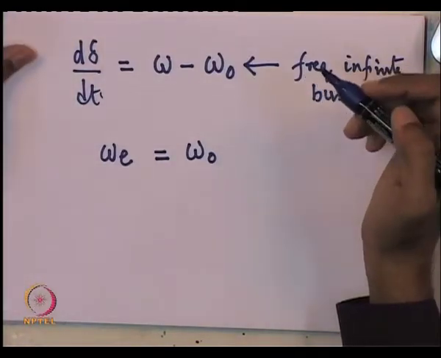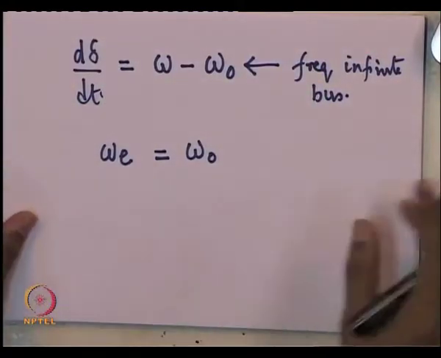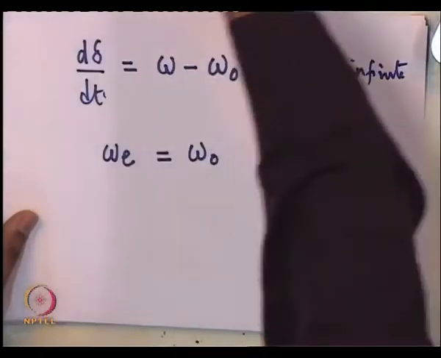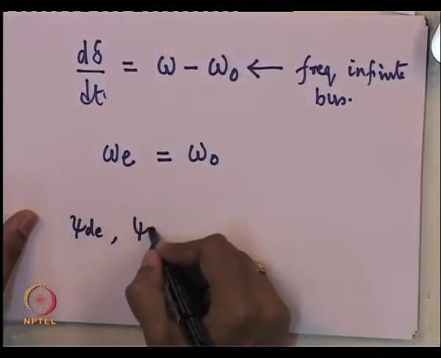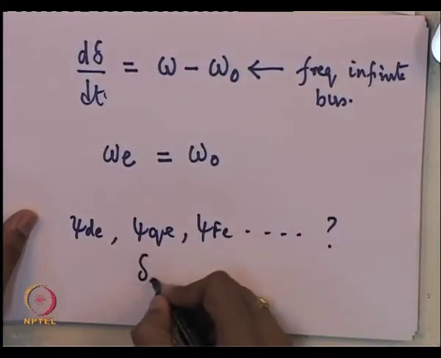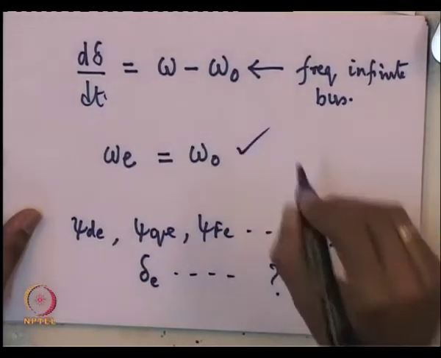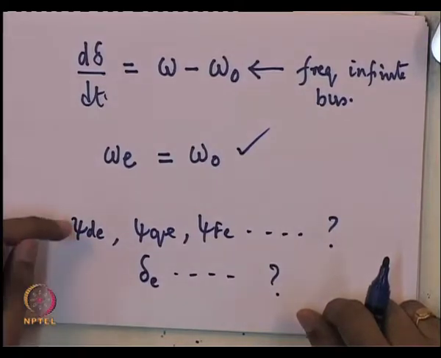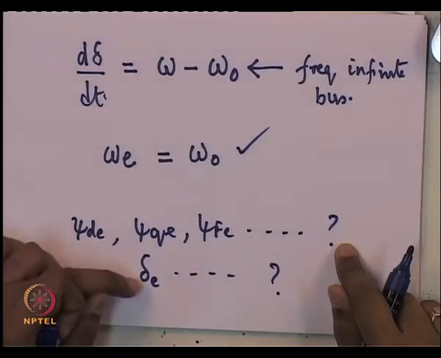Okay. So, equilibria are actually obtained by setting d delta by dt, d omega by dt and all the d psi by dt equal to 0. Now, what are the actual equilibrium values of psi d, psi q, psi f and so on? What is the equilibrium value of delta e, for example? These are all the states. There are 6 flux states for which we have to get the equilibrium values, and the delta equilibrium value has to be obtained.